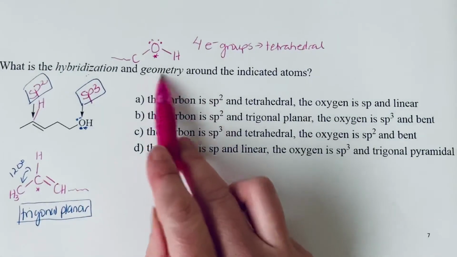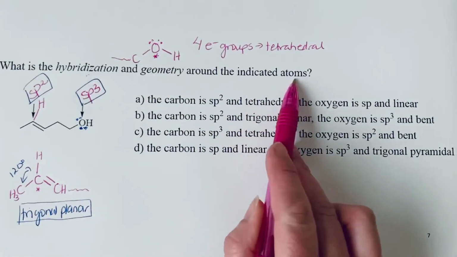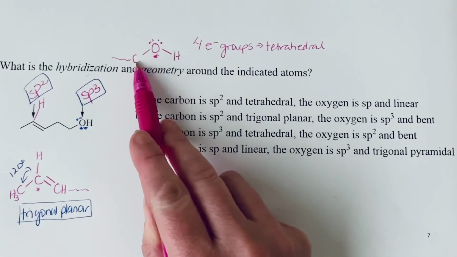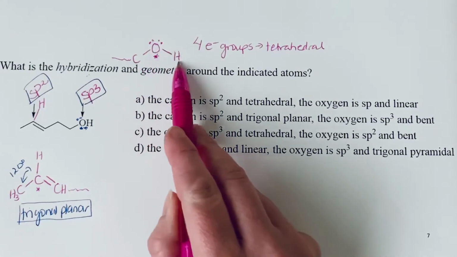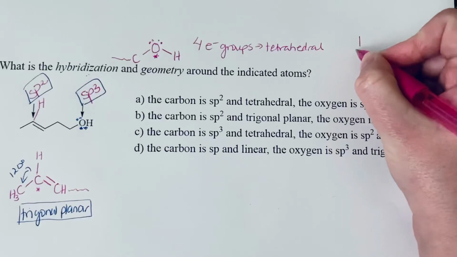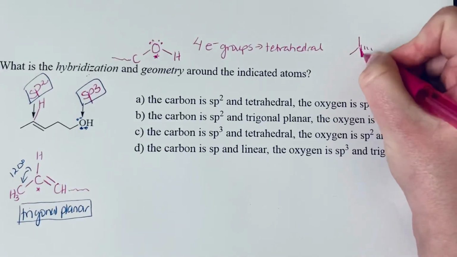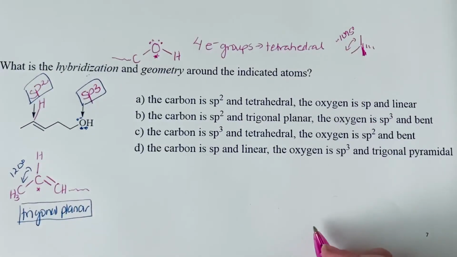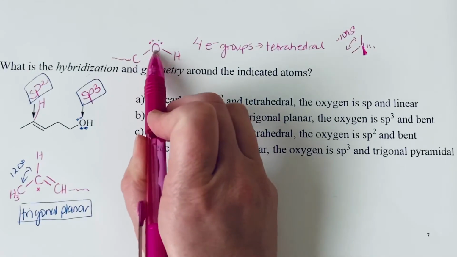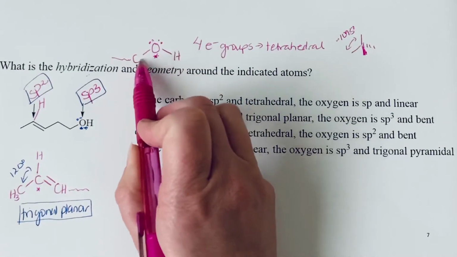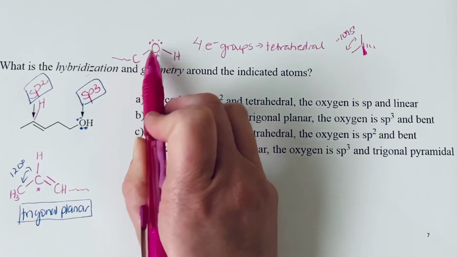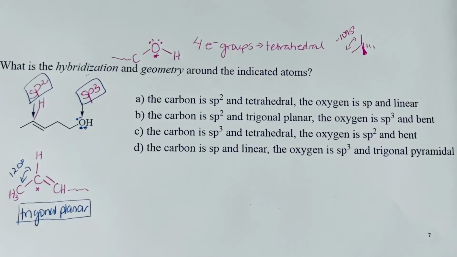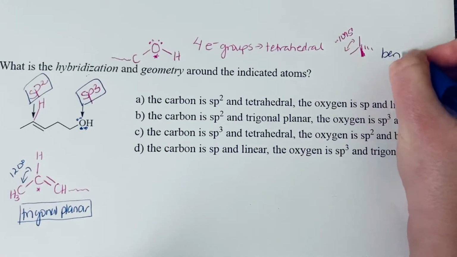But then if we want to talk about the actual geometry around that indicated atom, we only consider the angle between the atoms. So we're looking at the bond angle between the carbon, the oxygen, and the hydrogen. And so we know that all bond angles in a tetrahedron are approximately 109.5 degrees. And so all that we will see if we're looking at this oxygen is that 109.5 degrees bond angle here between the carbon, the oxygen, and the hydrogen. And so we would say that we've got just this bent shape. So the geometry here will be bent.